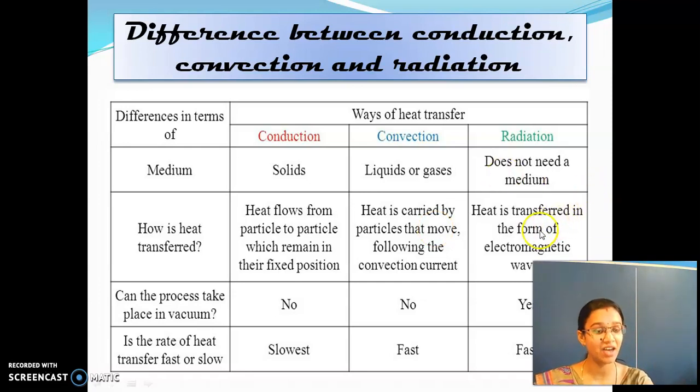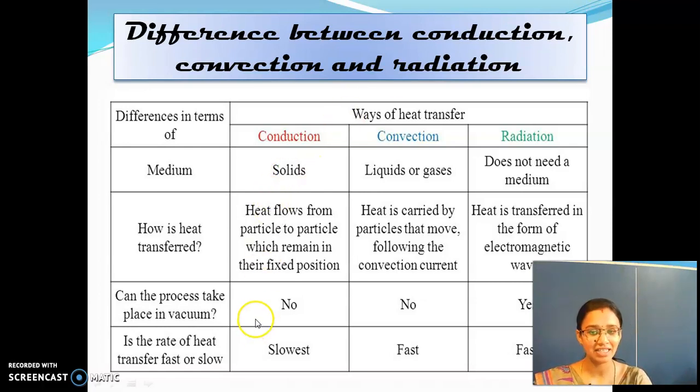And radiation, here also the heat is transferred in the form of waves. I told you, electromagnetic waves. What are electromagnetic waves? The waves which have both electric field and magnetic field in them are called electromagnetic waves. So, what is the best example? UV rays, ultraviolet rays. Okay.